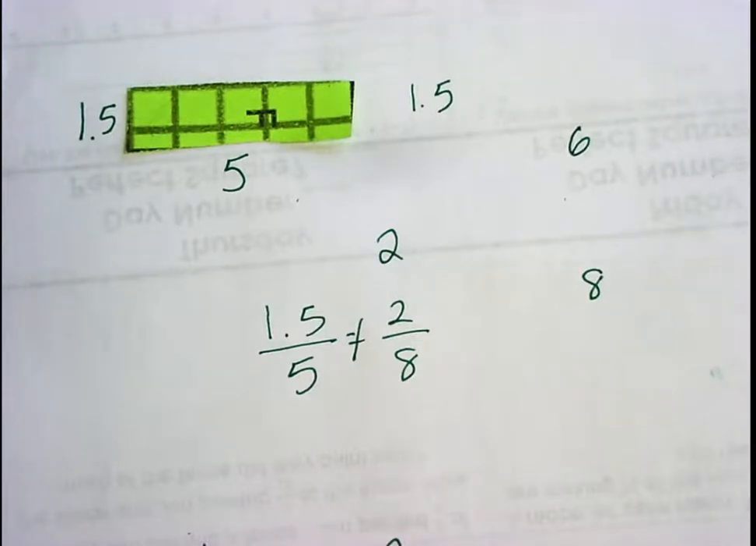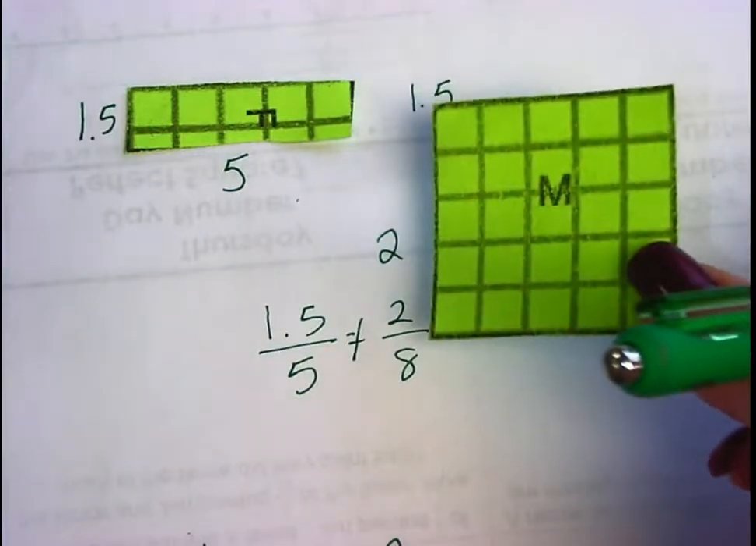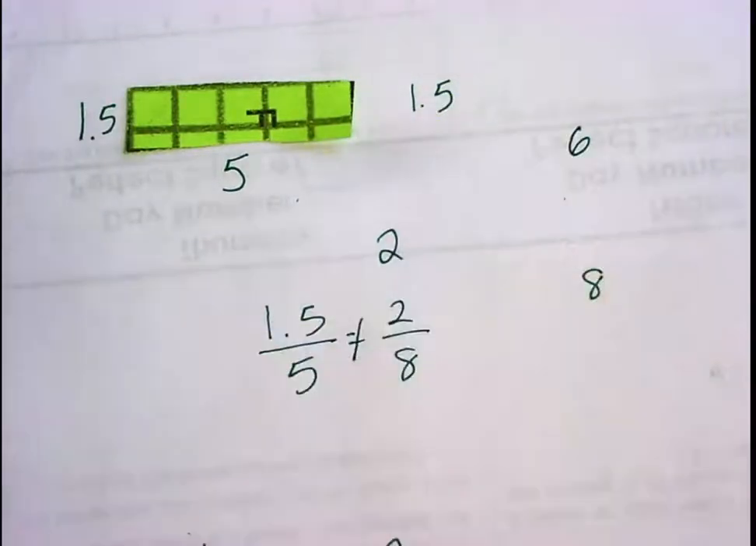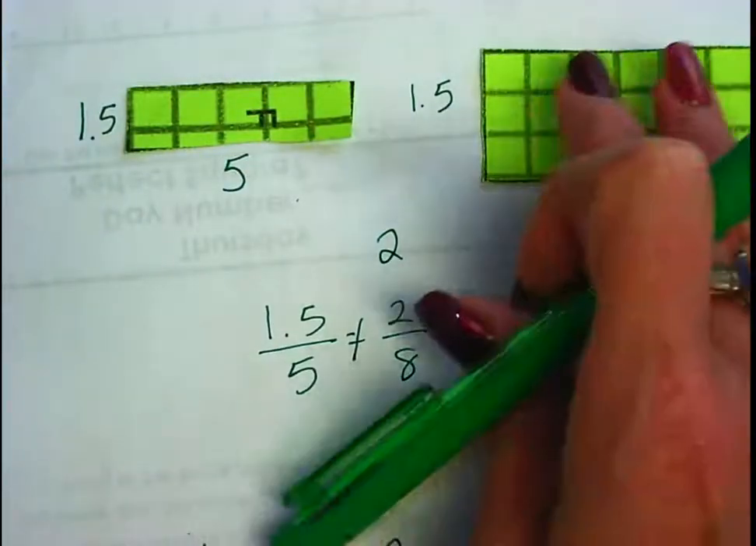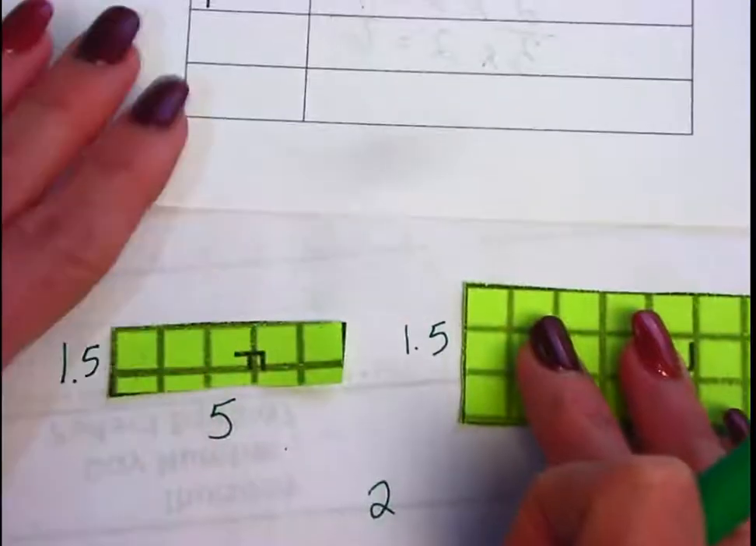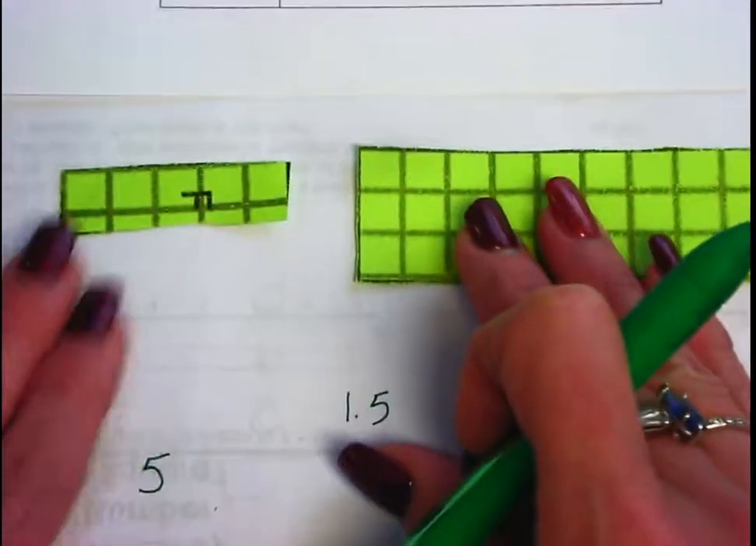Maybe N. M? No, M is a square. No, that's not going to be right. So let's look at J. So let's look at the relationship between F and J. Okay?